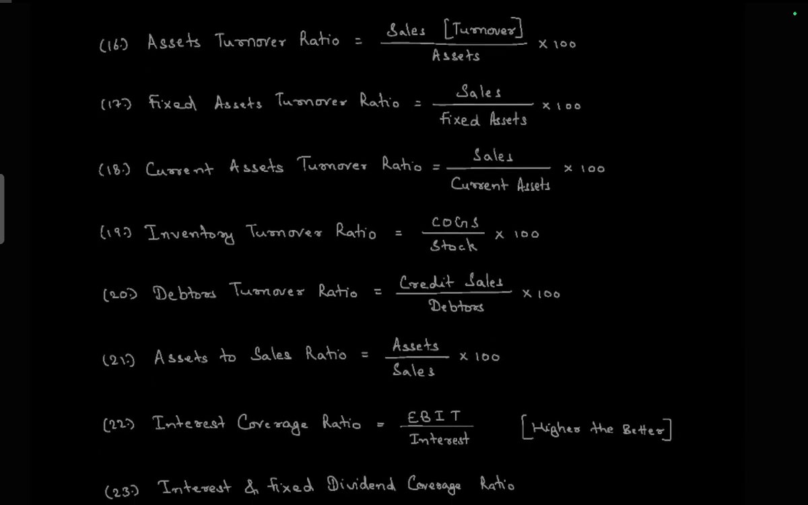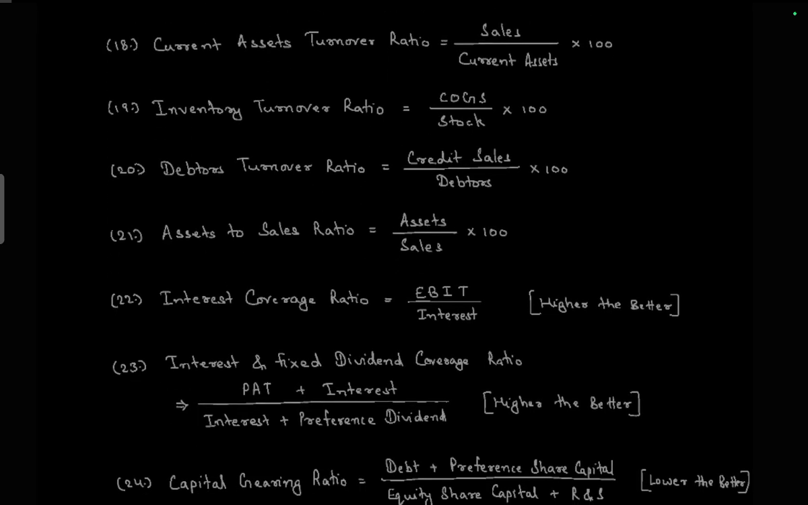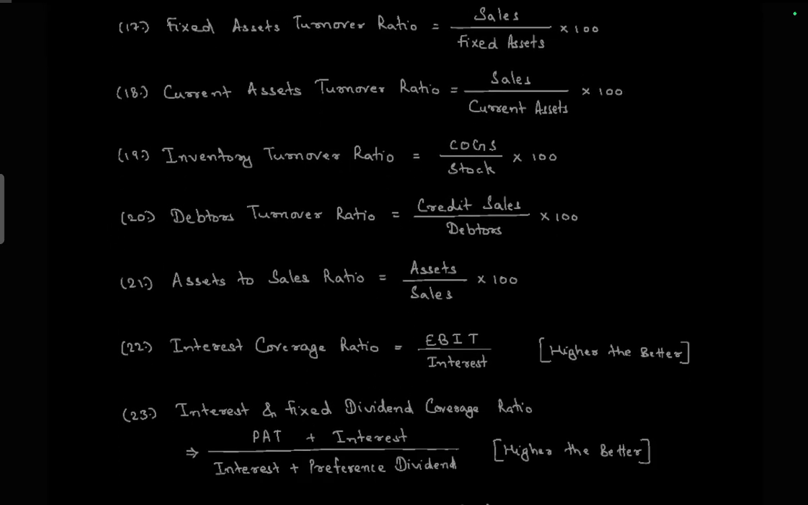Inventory turnover ratio: cost of goods sold divided by stock. I have inventory, so on that stock, what is the amount of cost of goods sold, into 100. Debtors turnover ratio: credit sales divided by debtors. I gave credit sales; out of the total credit sales, how much are debtors currently holding, into 100. Asset to sales ratio: total asset divided by sales. Here it is asset to sales.